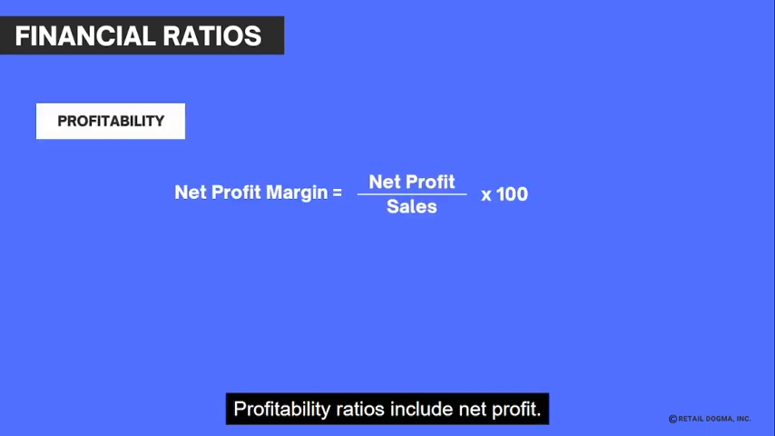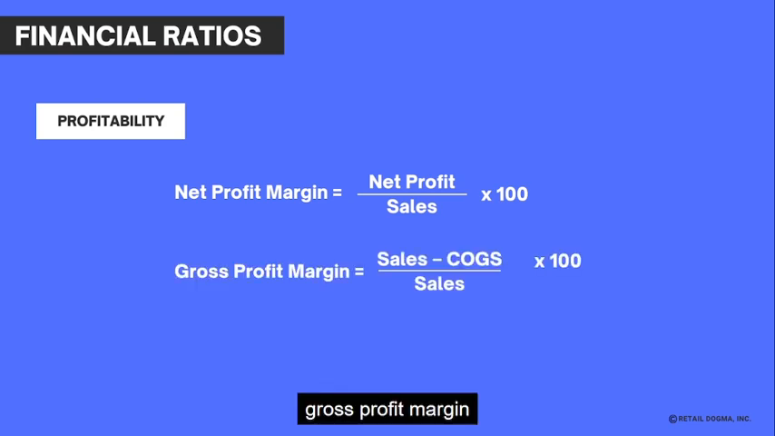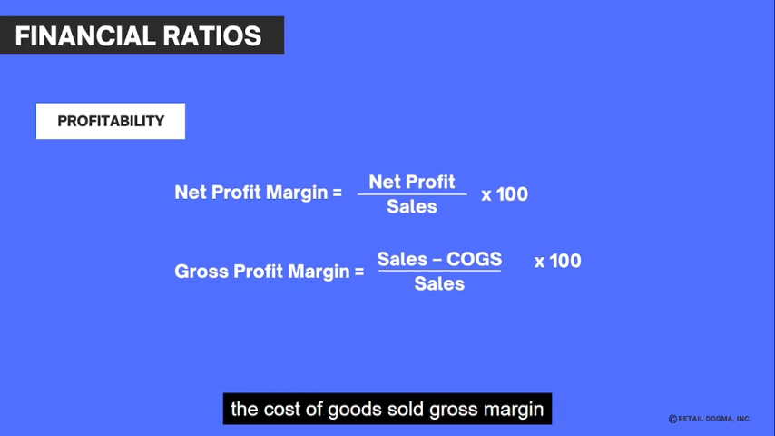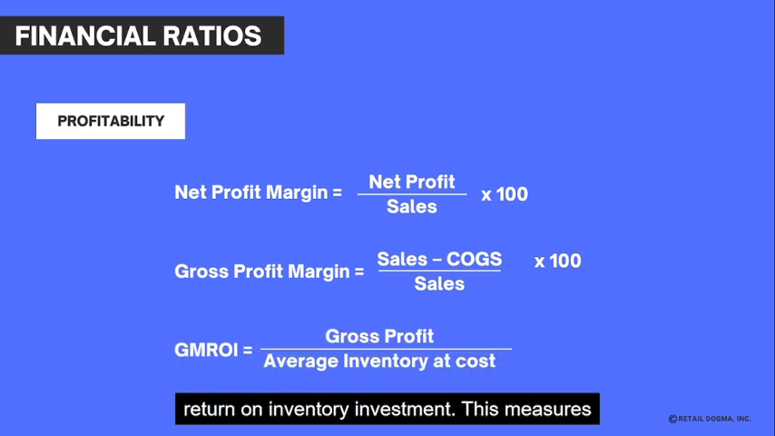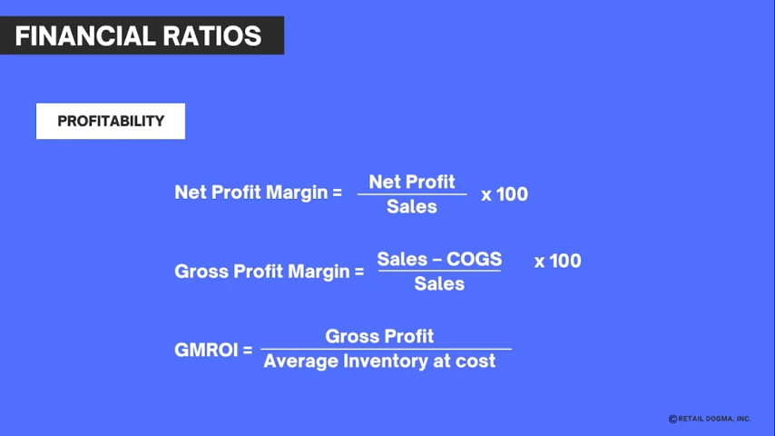Profitability ratios include net profit margin. This indicates how much the company generates in profit for every dollar of sales. Gross profit margin. This calculates the margin available to pay expenses beyond the cost of goods sold. Gross margin return on inventory investment. This measures the return on every $1 invested in inventory.